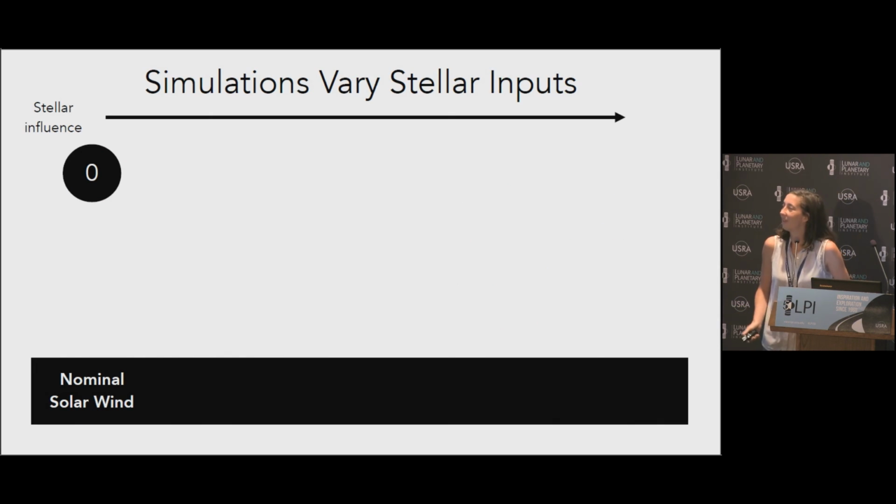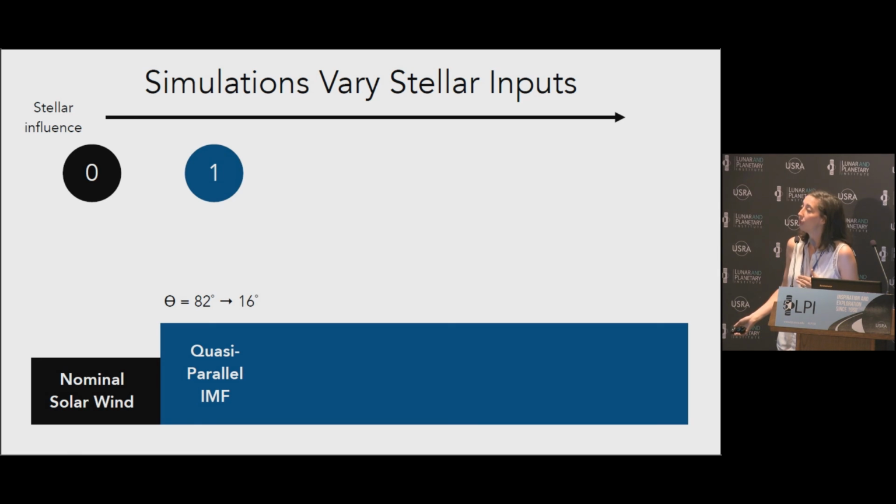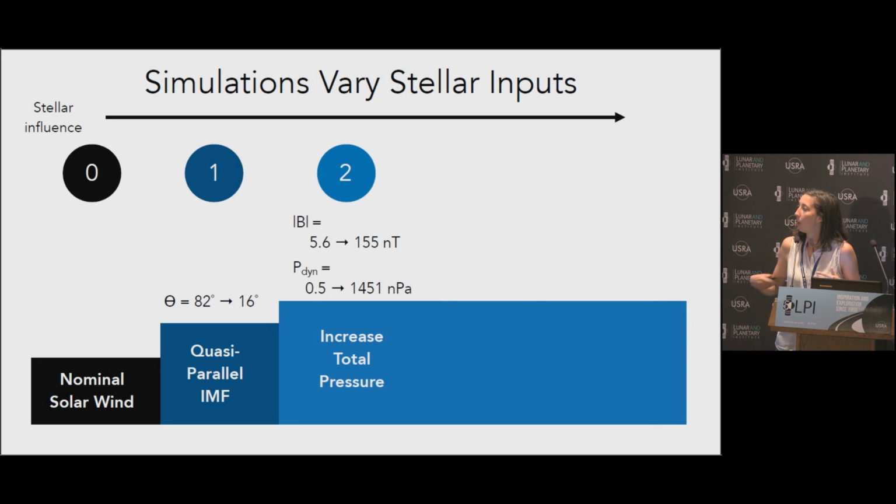All right, so I've run 5 different simulations where I'm trying to slowly move from what we expect for the nominal solar wind at a Mars planet to this total model of a planet around an M dwarf. So starting off, my first simulation is just the nominal solar wind. And then I changed the IMF to be parallel, just changing the angle but keeping the overall strength the same. And then keeping this parallel IMF, I then increase the total pressure, so both the magnetic pressure and the dynamic pressure, but keeping the ratio between those two the same.